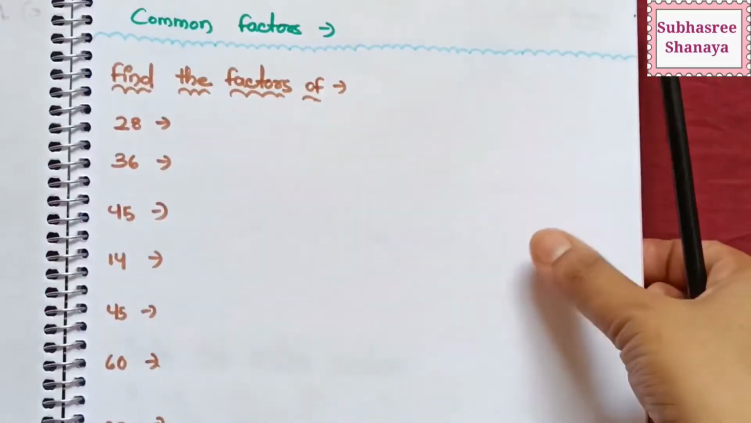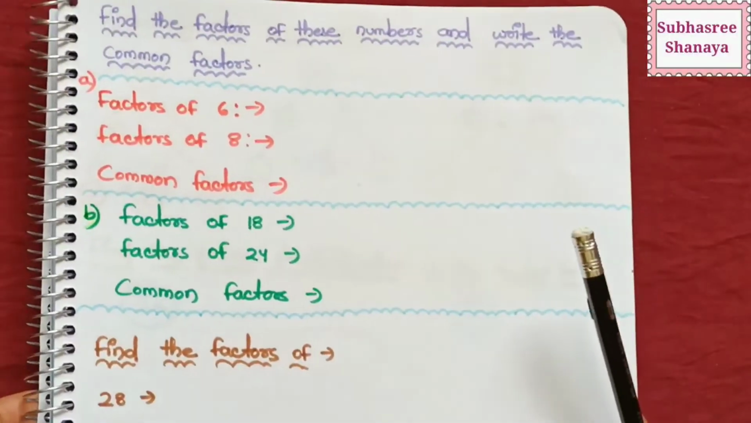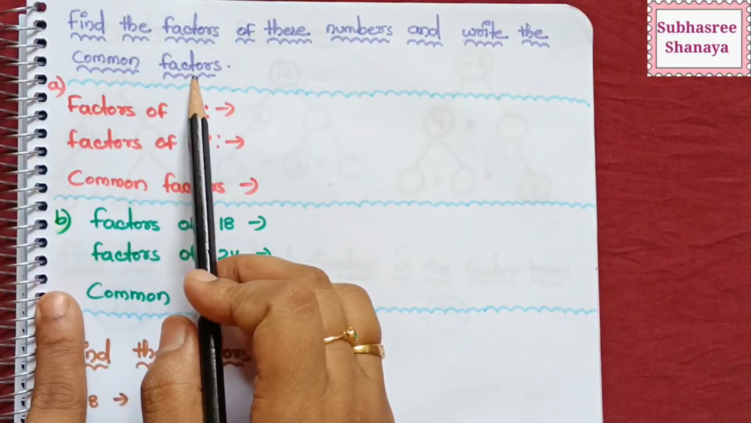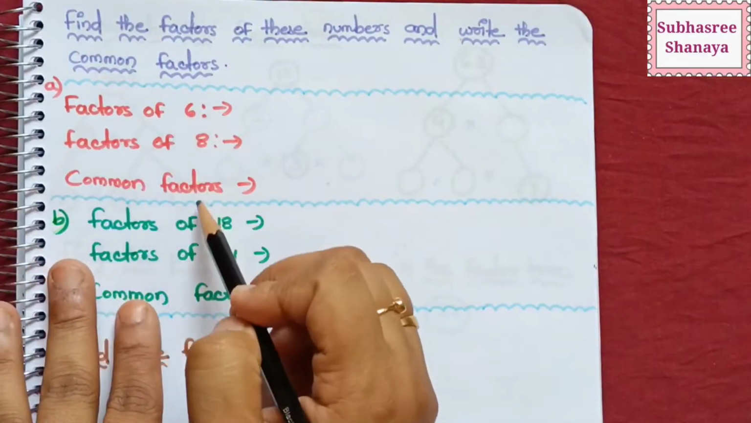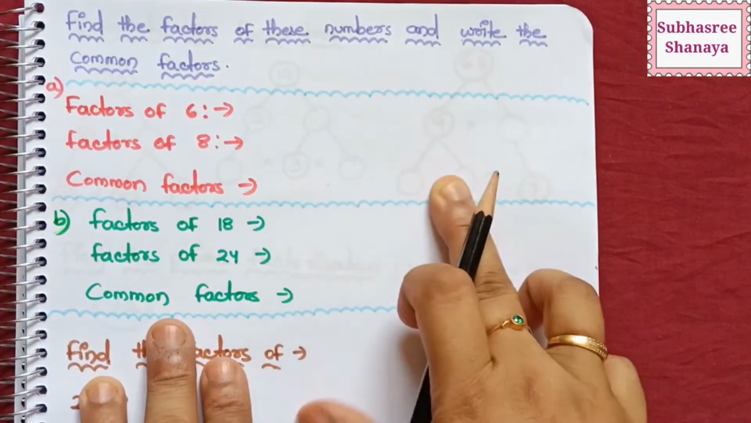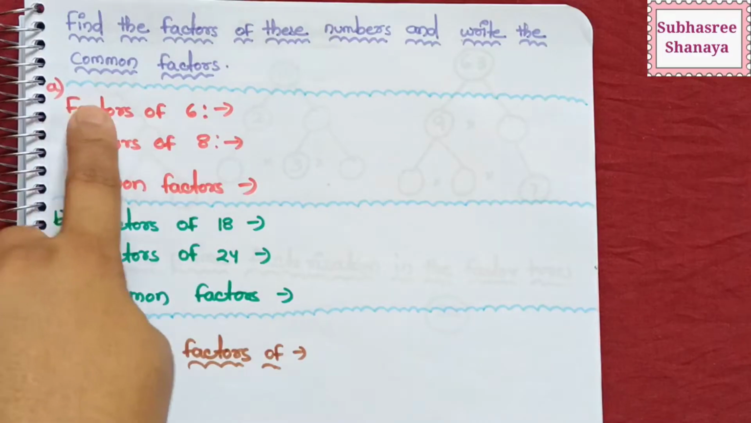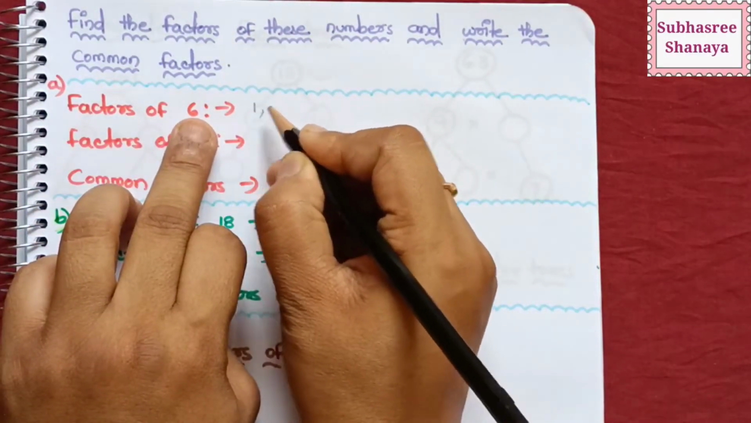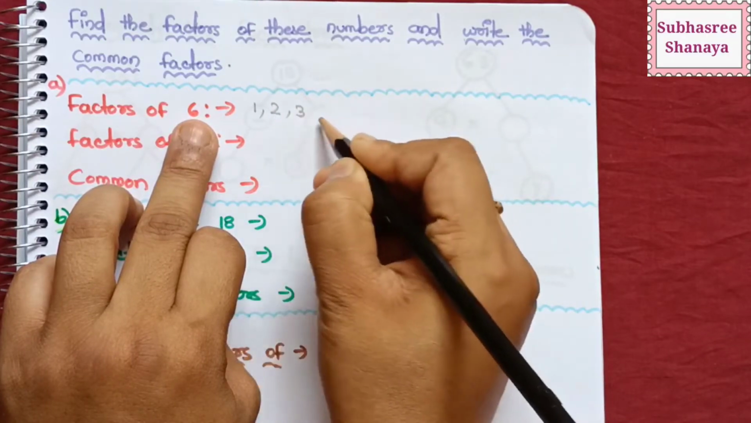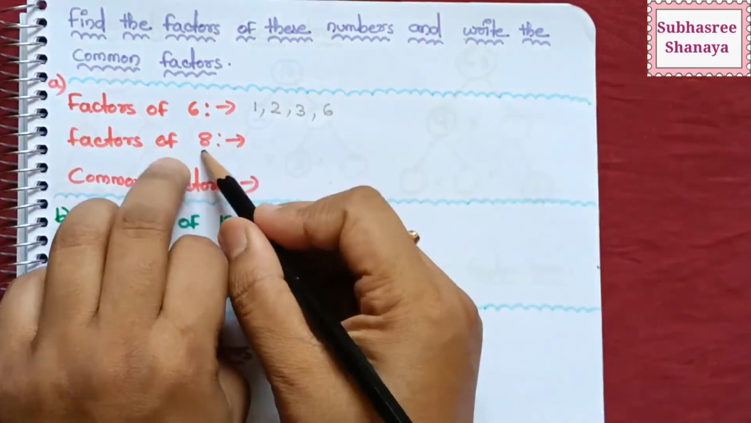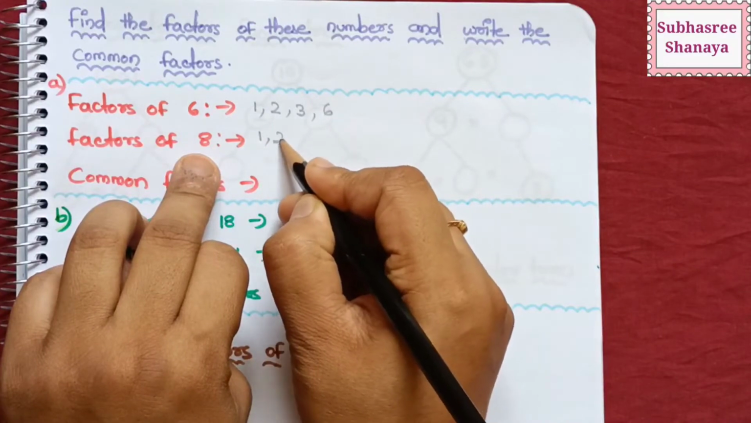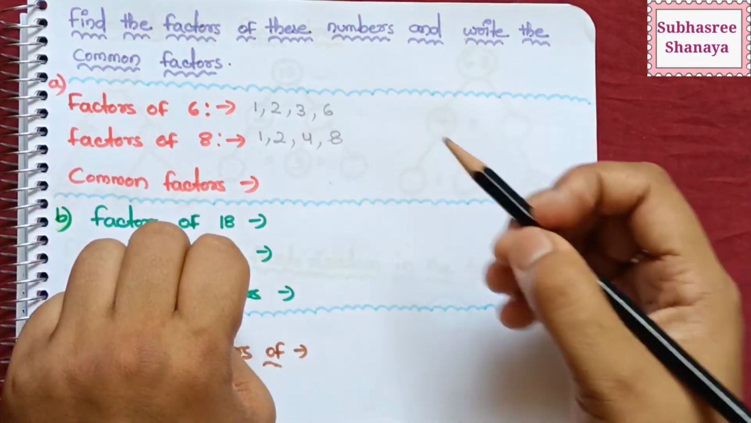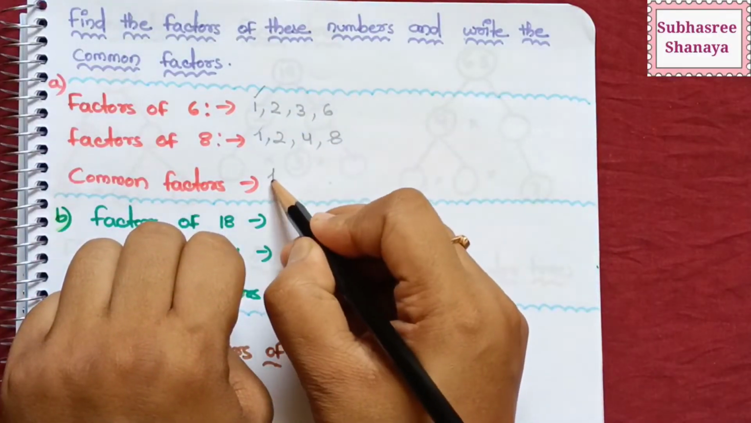Now let's come to the next worksheet. Here the question is, find the factors of these numbers and write the common factors. So first we have to find out the factors of these numbers, and then write down the common factors. I'll give one example, like factors of 6. The factors of 6 are 1, 2, 3, 6. Factors of 8: 1, 2, 4, 8. So what is common here? 1 is common, so we have to write here 1.